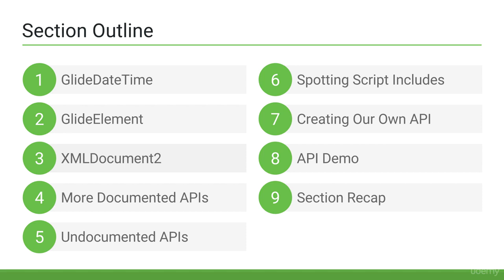Next is the XML Document 2 API, which might be used for things like web services. Then we'll quickly take a look at a list of other APIs within the ServiceNow platform. And then we'll cover some of the undocumented APIs, and I'll show you a few tips and tricks on how to find out more about these undocumented APIs.